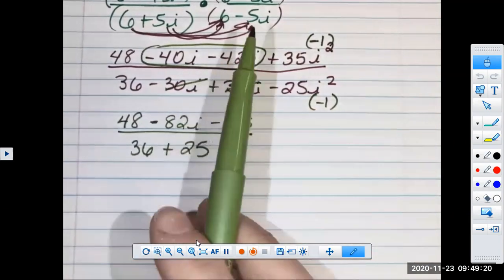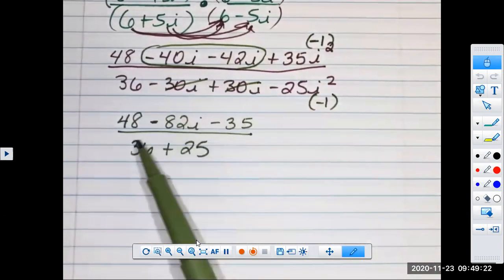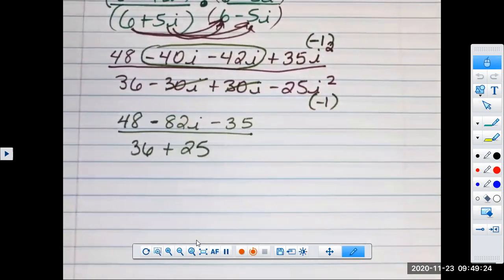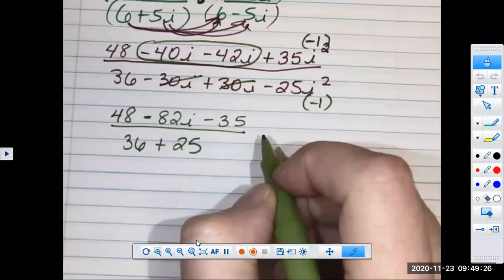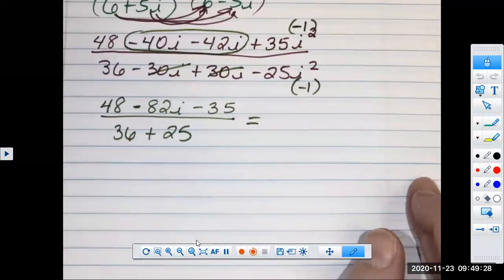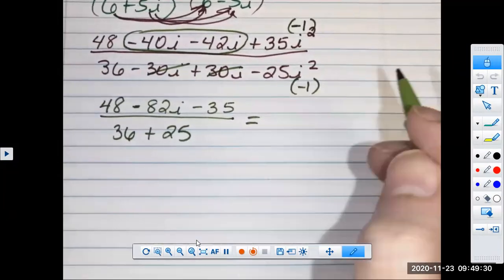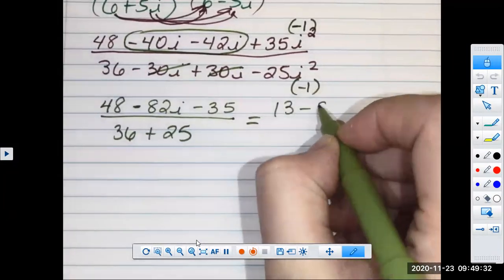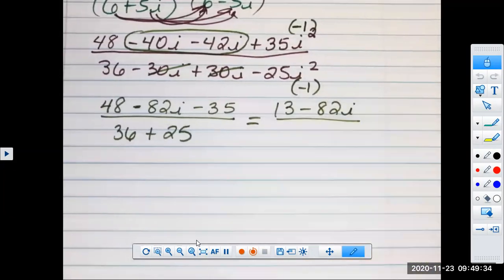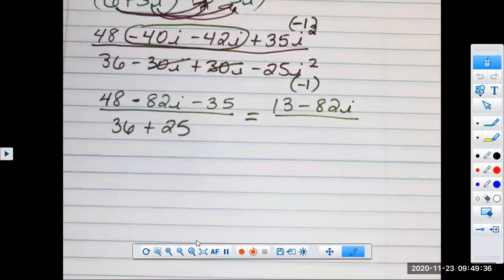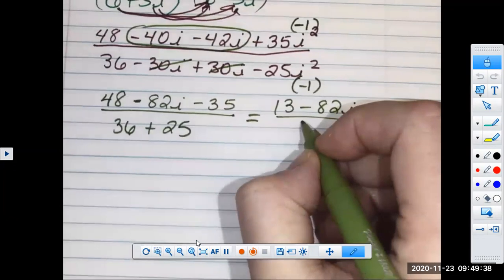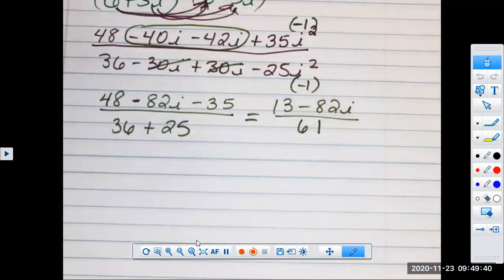Notice how the conjugate allows you to not have i in the denominator. That's why you do it with the conjugate. So then we have 13 minus 82i all over 61.